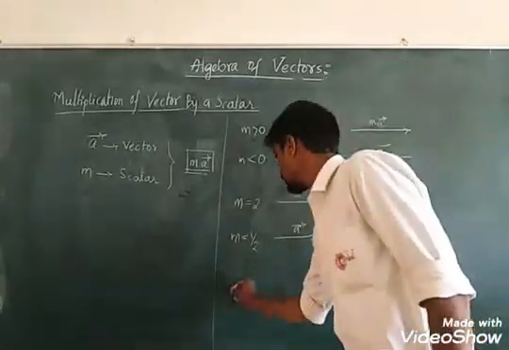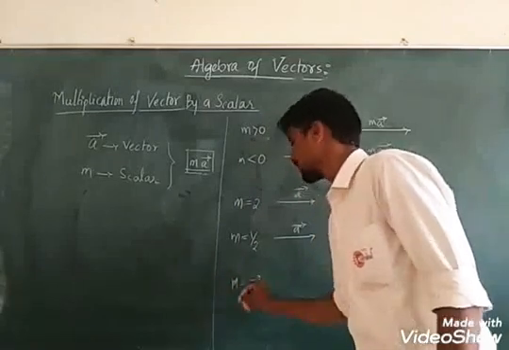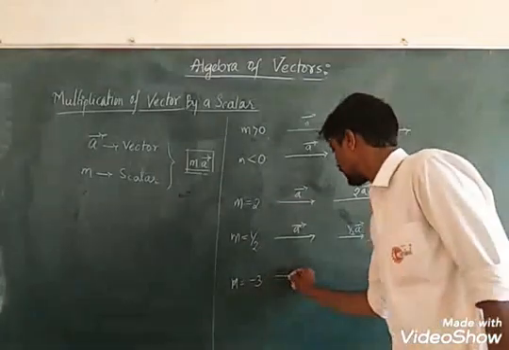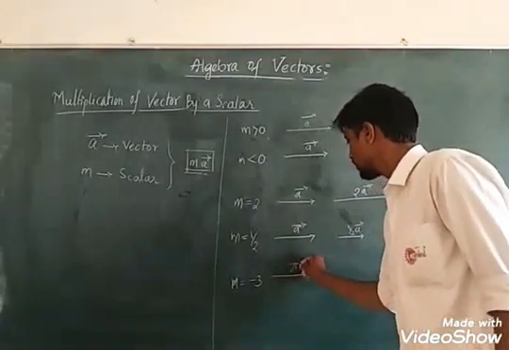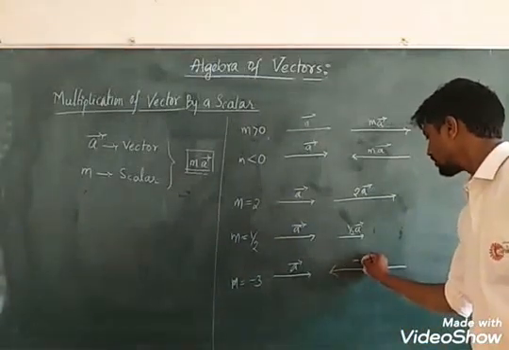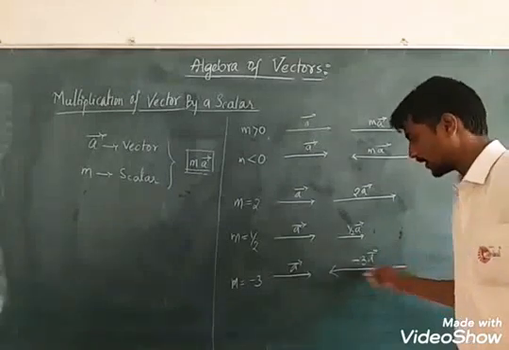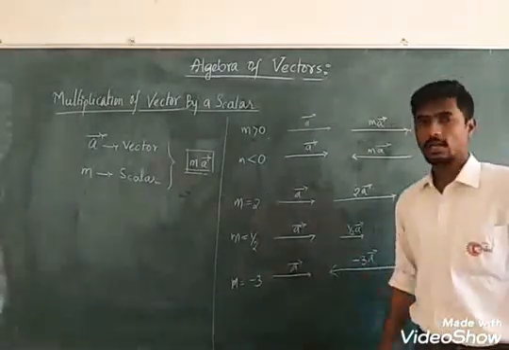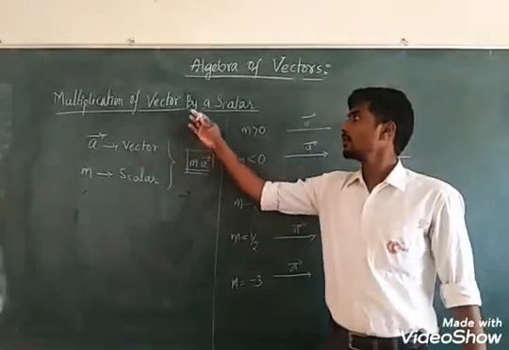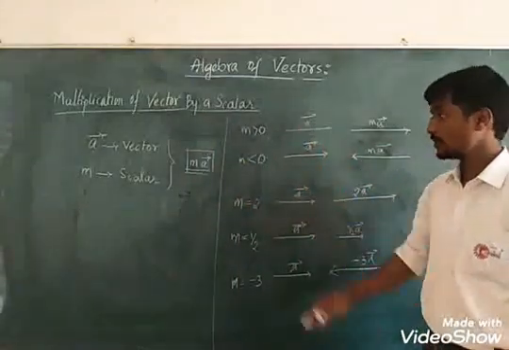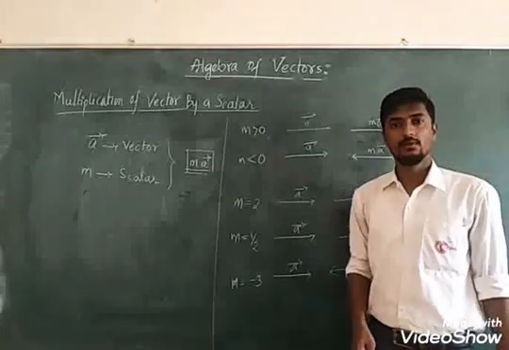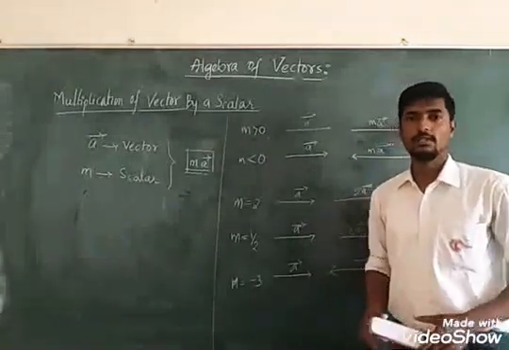If suppose M is equal to minus 3, at that time the vector travels in this direction, and definitely the vector should be minus 3A, in the direction opposite to the original direction. So these are some properties related to the multiplication of a vector by a scalar. Remember these properties, they are useful for your examples. Note down these points. Yes, thank you.